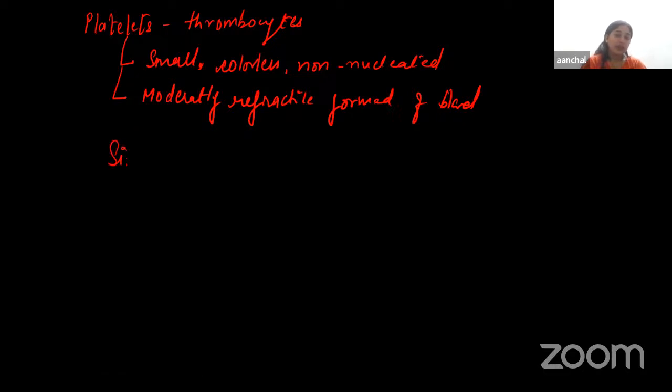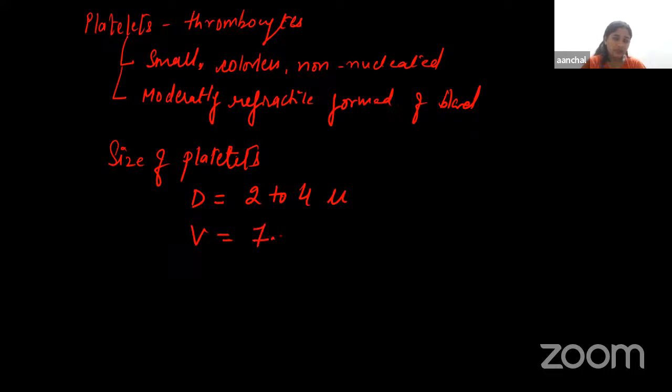Now talking about the size of platelets, the size is 2 to 4 micrometers, and the volume is 7.5 cubic micrometers. Now talking about the shape, normally the shape can be of several types: it can be spherical, rod shaped, and also become oval or disc shaped when it becomes inactivated. So the shape of the platelets always varies, right?